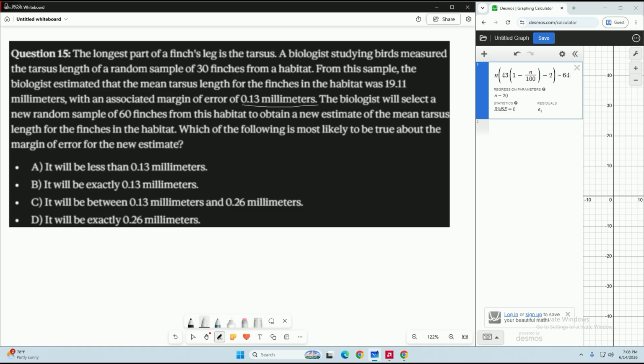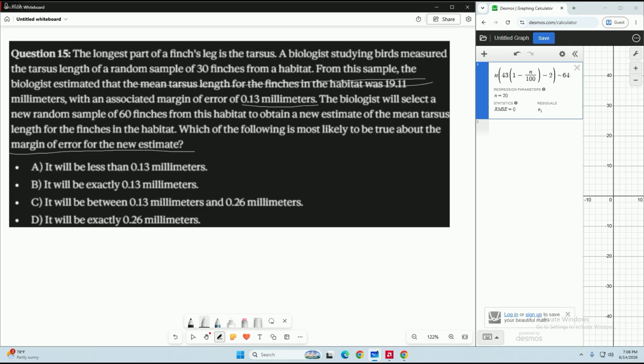The biologist will select a new random sample of 60 finches from the habitat to obtain a new estimate of the mean tarsus length for the finches in the habitat. Which of the following is most likely to be true about the margin of error for the new estimate? So we actually don't care about what the mean tarsus length is itself. Like the 19.11 is irrelevant. We only care about the margin of error.